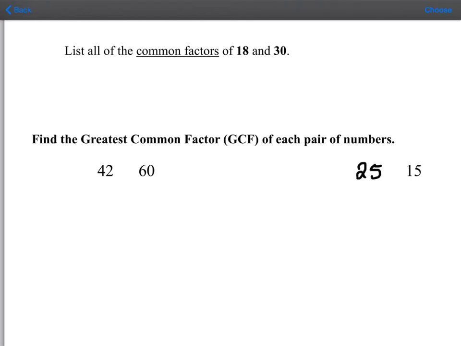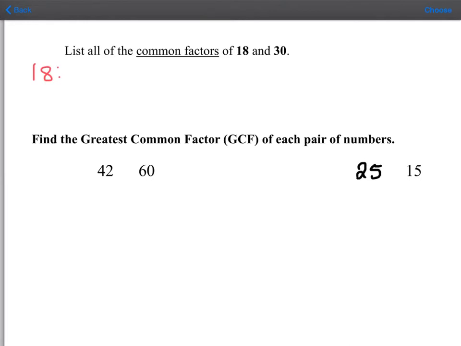This video is on finding factors and the greatest common factors of numbers. If you remember from class, factors are the numbers that you can use to create your number. Think of them as the building blocks that you can use to create a number. So the factors of 18 are the numbers that you can multiply together to get 18.